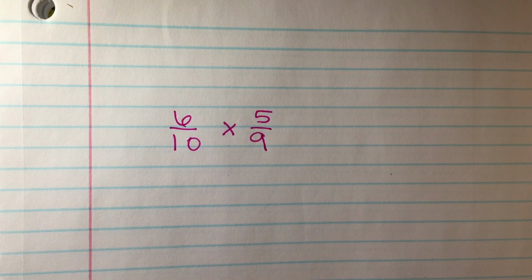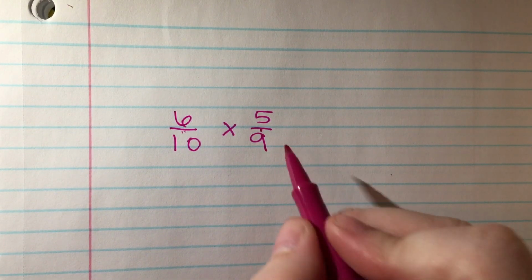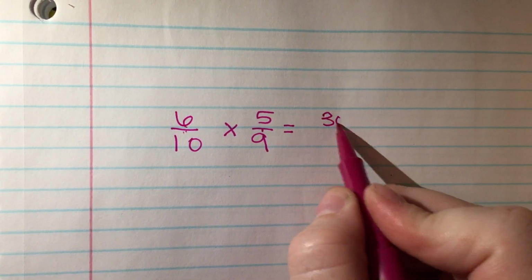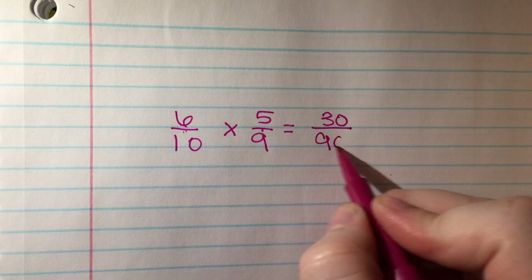When you multiply fractions, it's actually super easy. All you have to do is multiply the top: 6 times 5 equals 30. And the bottom: 10 times 9 is 90.